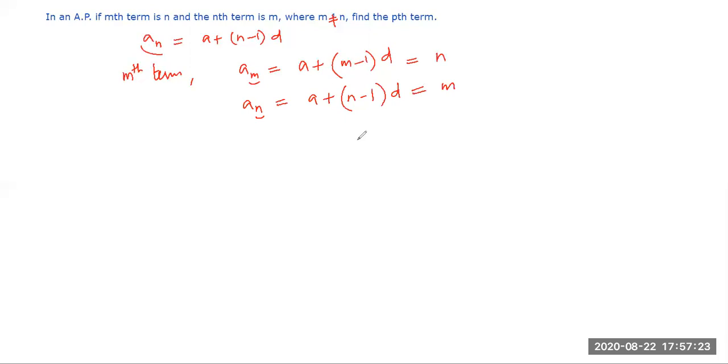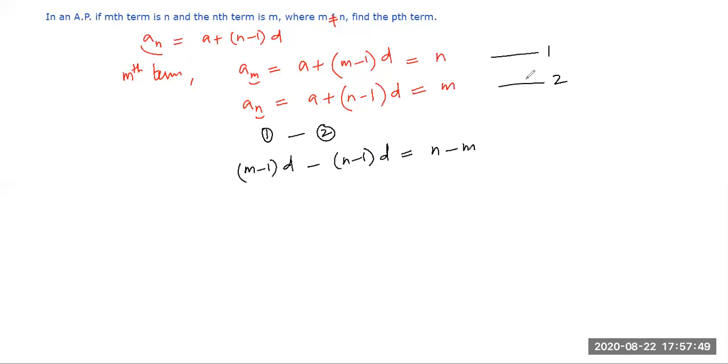So now these are equations 1 and 2. If I do equation 1 minus 2, you might ask, why not 2 minus 1? You can do that also, no problem. When I subtract 2 from 1, a will cancel and I will get m minus 1 into d minus n minus 1 into d equal to n minus m.